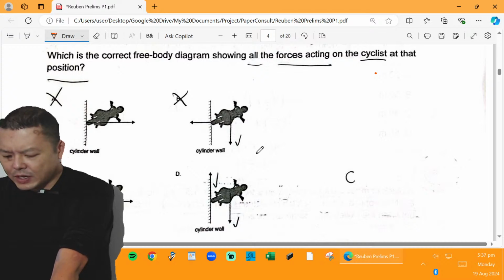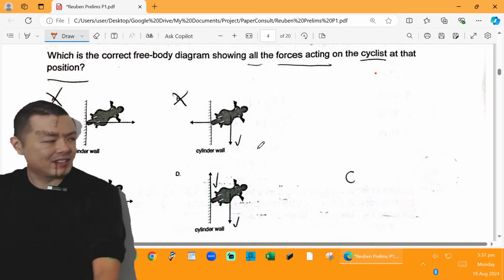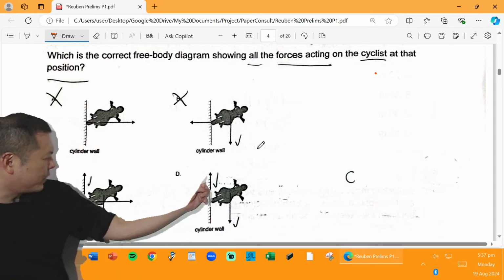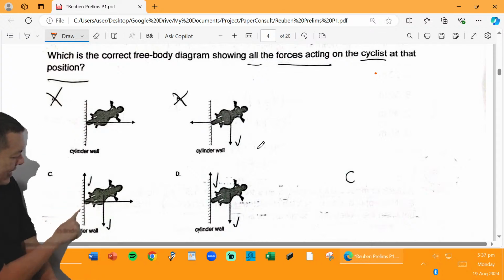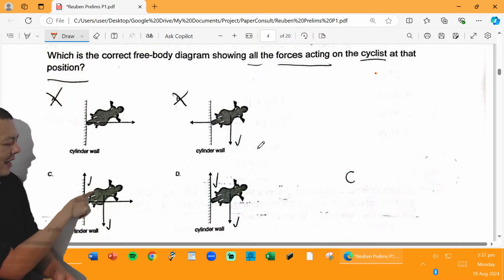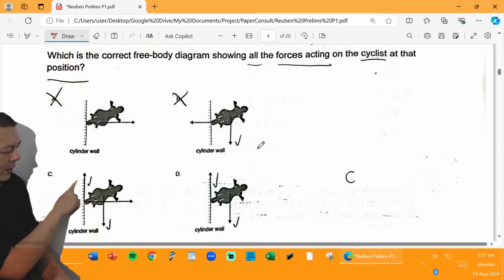Yeah, the guy has to have weight, and the guy has to have normal force. So D doesn't make sense because D doesn't have normal force. Oh no, sorry, there's a frictional force. I missed out the frictional force. So there is a frictional force for C. So that's why C makes sense. There's the weight, there's the frictional force, and there's the normal force.